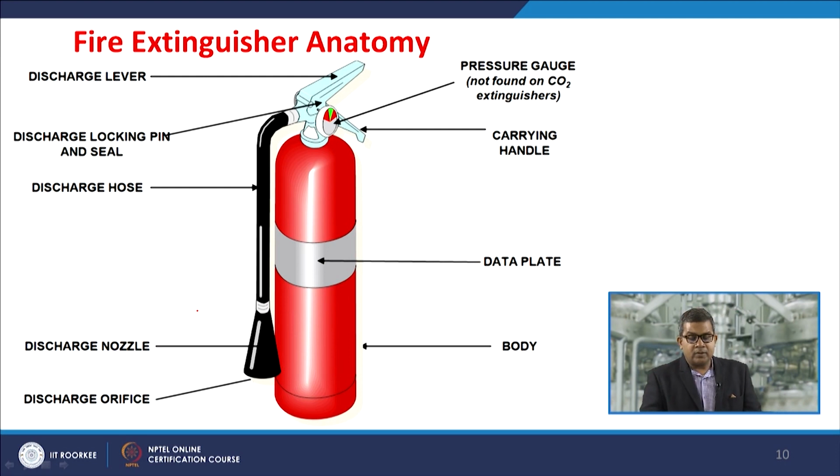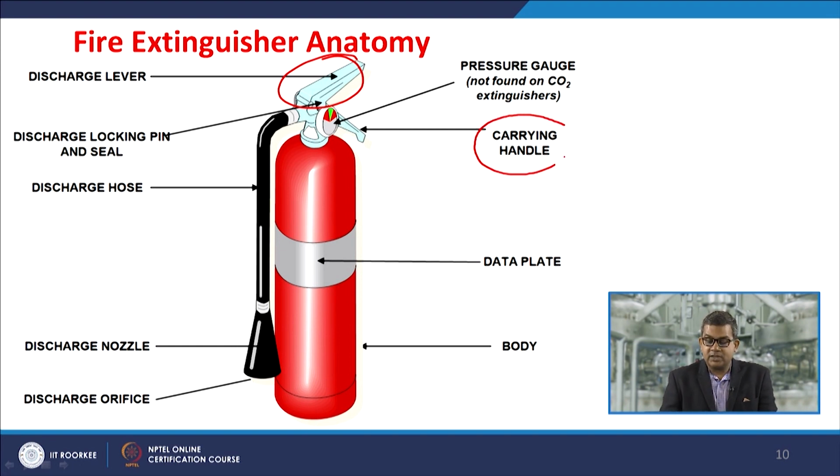Now, this is the fire extinguisher anatomy. You can think about the basic methodology and basic anatomy of this fire extinguisher. They have the discharge lever. You can press it with the help of this carrying handle to release the pins. The pin is located over here, that is the discharge locking pin and seal, so that if anybody accidentally presses it, it will not come out.